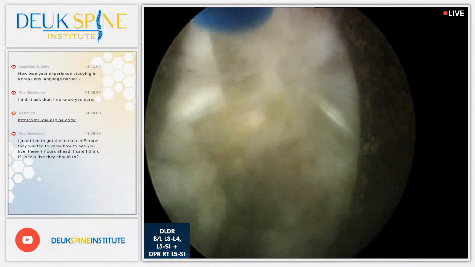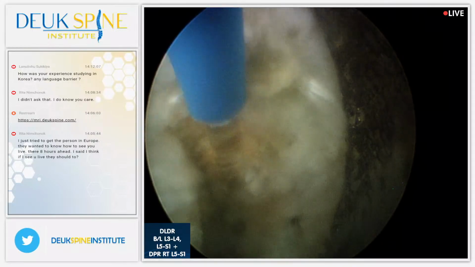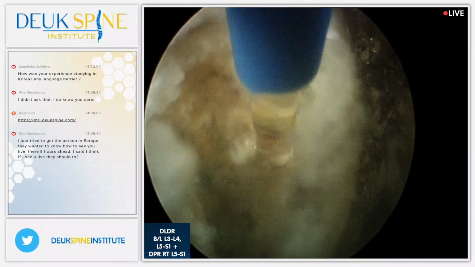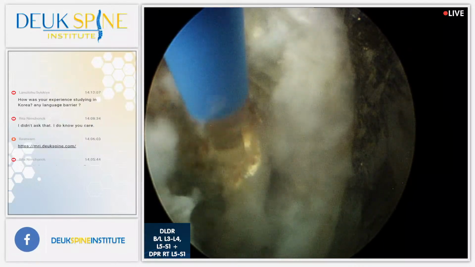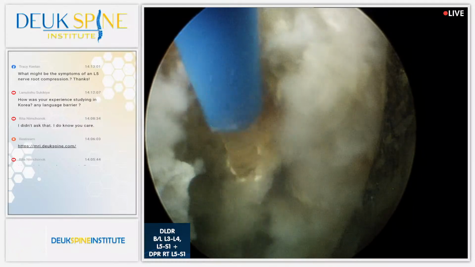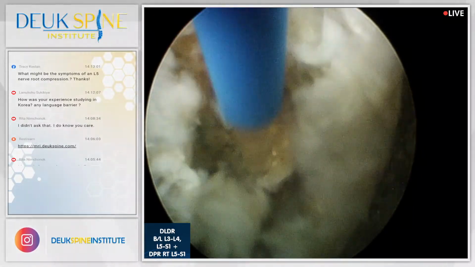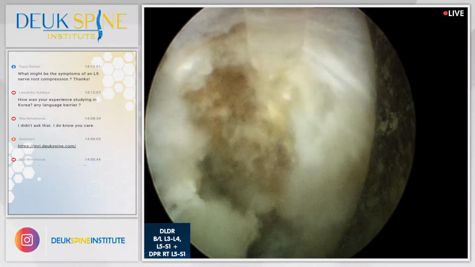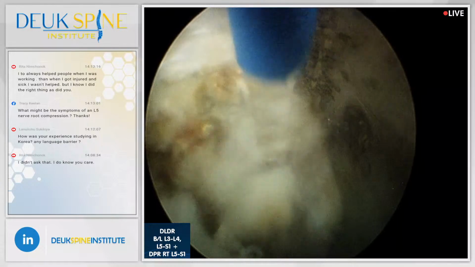We have one more to go, and then we're going to do his facets. His facets will be quick. Then we have another case after this. That patient is a bilateral L2-3, DLDR, and DPR. And then the last case is a 3-level lumbar DLDR with DPR.